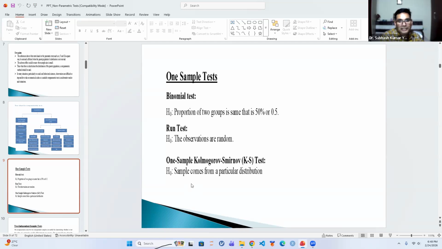With the run test, we check whether the observations are random or not. And for the one-sample Kolmogorov-Smirnov test, we check whether the sample is coming from a particular distribution.